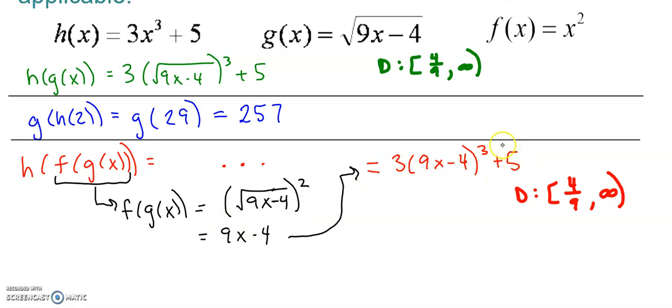Now, thinking about the domain, if I look at my end result from this composition function, I'm like, oh, great, the domain's all real numbers, right? No. Look at what you originally substituted in, right? You would be plugging in x values into g of x first. So therefore, the domain of g of x is actually restricting the domain of this entire composition function. So once again, this domain is 4/9 to infinity.